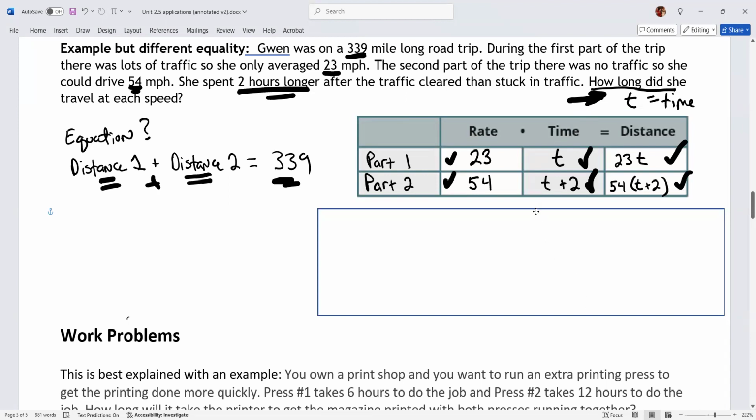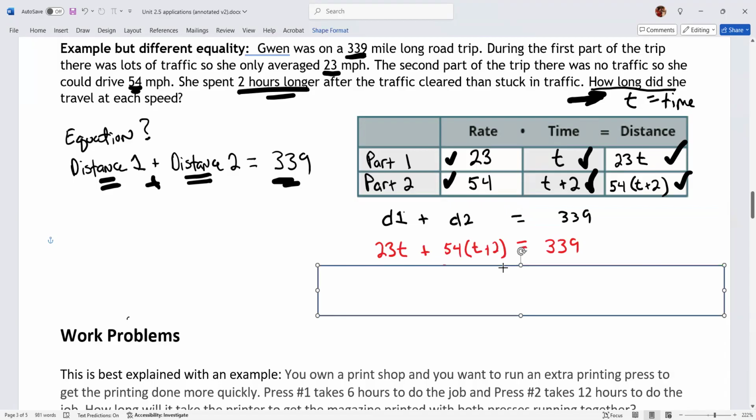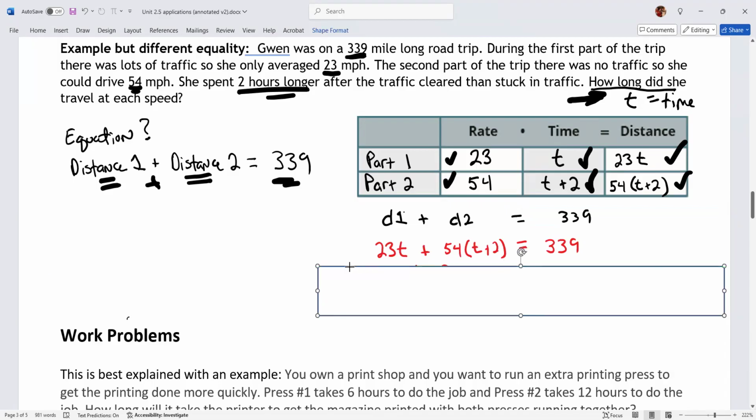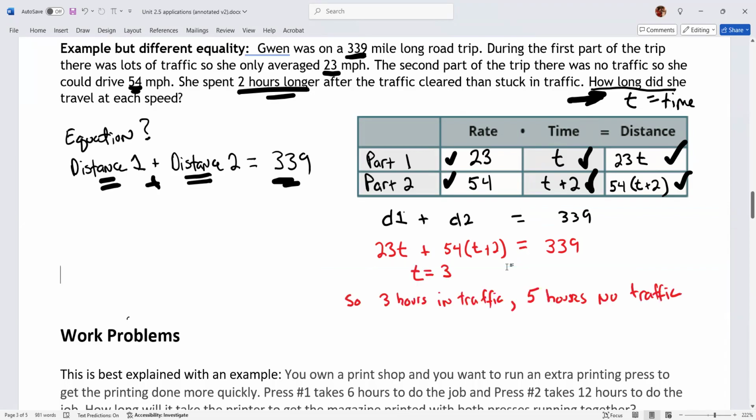So let's do that. Let's just write the equation. Distance one plus distance two is equal to 339. Well, distance one was 23 times t, distance two, 54 times t plus 2. I'm adding those together, and I set it equal to 339. And when I do that and do the distribution, I'm not solving the whole thing, you can do that, I'm going to get an answer of t is equal to 3. So to answer the question, she spent 3 hours in traffic.